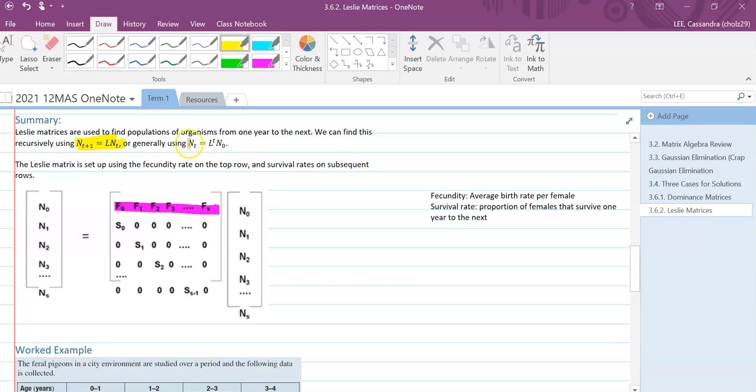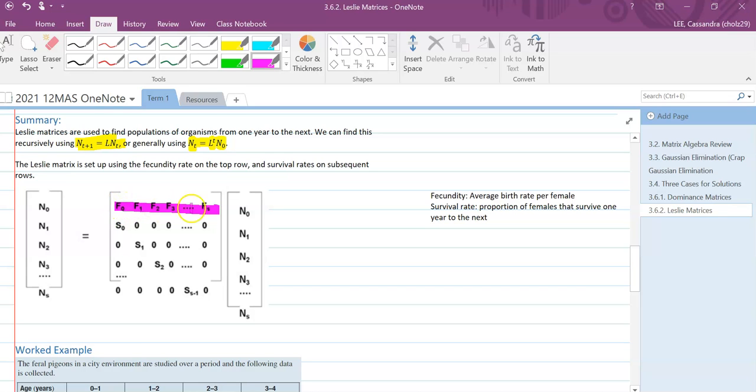And we can repeat that to get subsequent years. My preferred method is to use the general formula, where we take our initial population matrix, multiply that by our Leslie matrix to the power of t, where t is the number of years or number of cycles that we are interested in, and that's going to give us the population at that time. A couple of different definitions to discuss first.